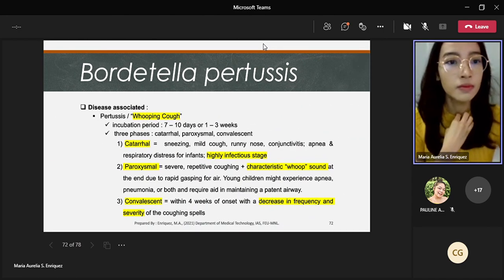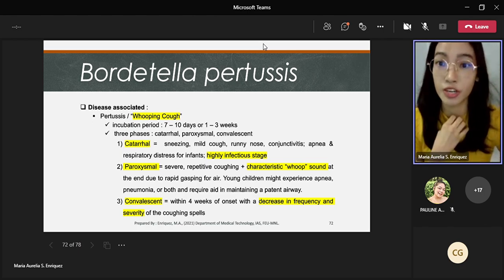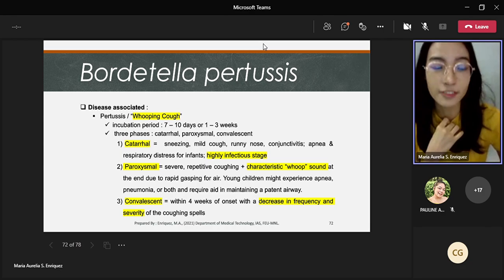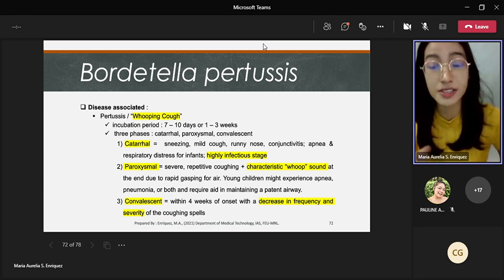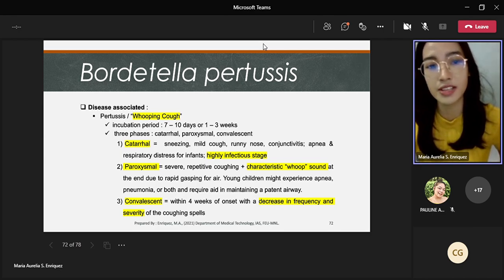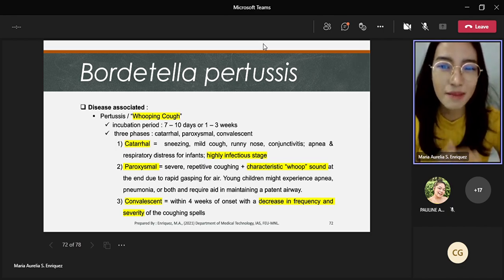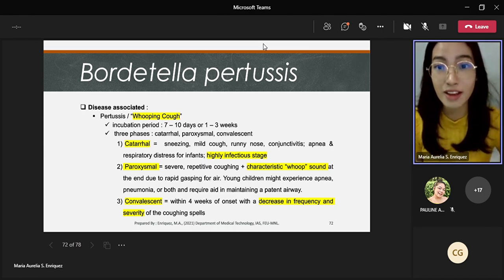All right, so now let's talk about the phases of pertussis, otherwise known as whooping cough. Bordetella pertussis is the causative agent of whooping cough, and this disease has three phases. First is the Catarrhal phase, which presents with very non-specific symptoms, but they may cause respiratory distress and apnea or cessation of breathing for infants.